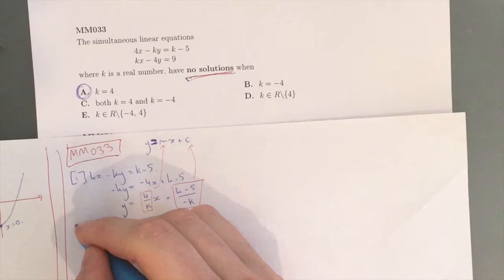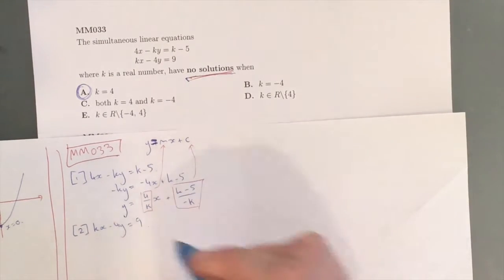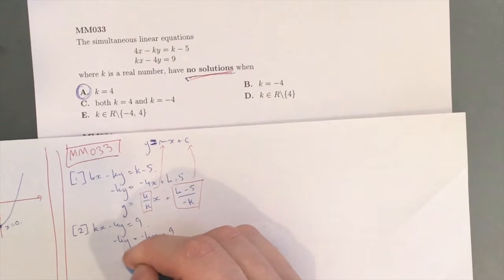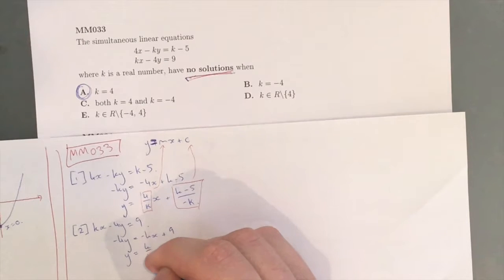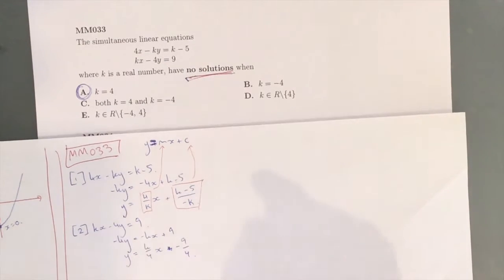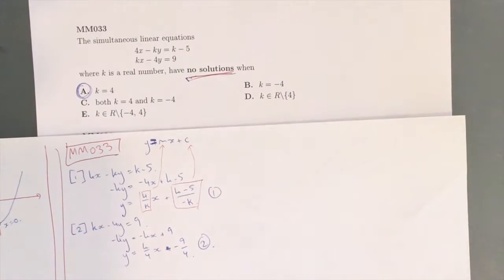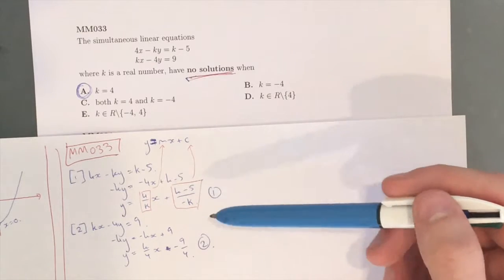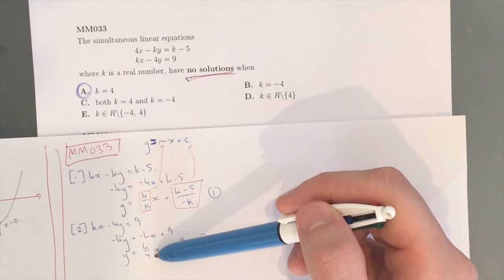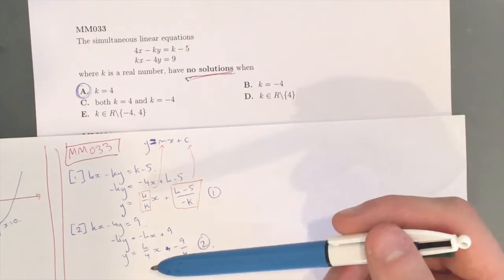Then we simply do this with the other one. So we have kx take 4y equals 9, negative 4y equals negative kx plus 9, and then we divide both sides by negative 4, which gives us k on 4 x plus, take away 9 on 4. Perfect. So now we've got two equations in the same form, and we can actually see what's going on. We know that the gradient of this graph is 4 on k, and the gradient of this graph is k on 4, whereas looking at these two equations before, it was very difficult to tell that.